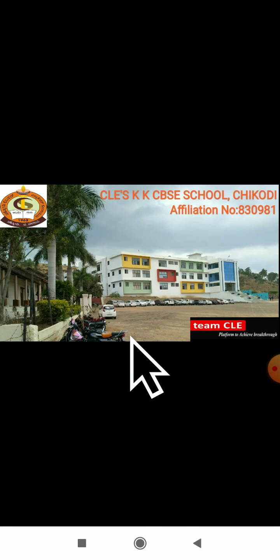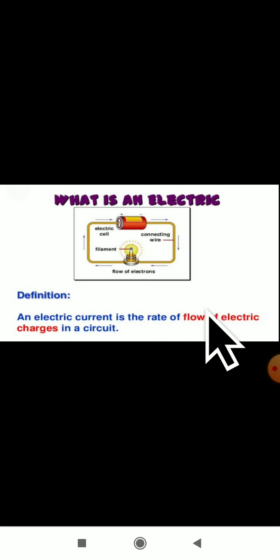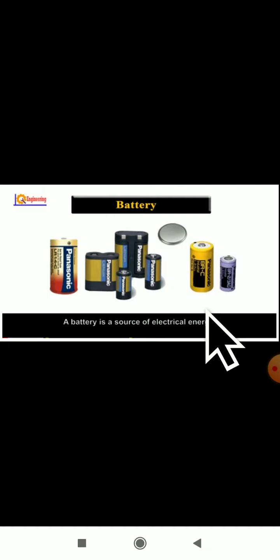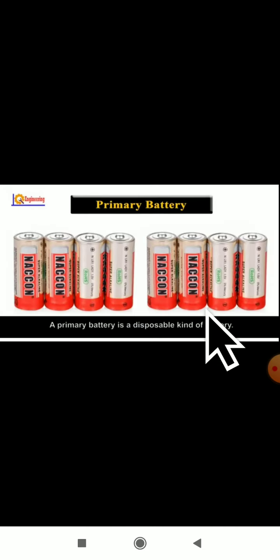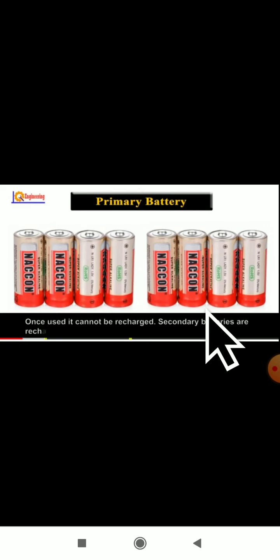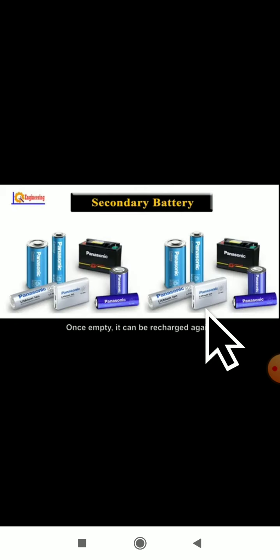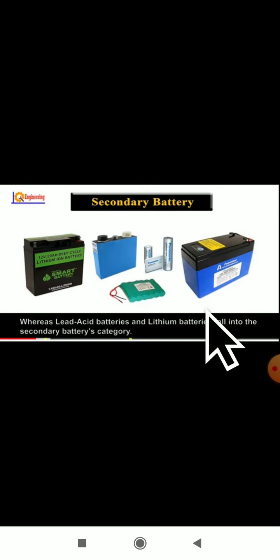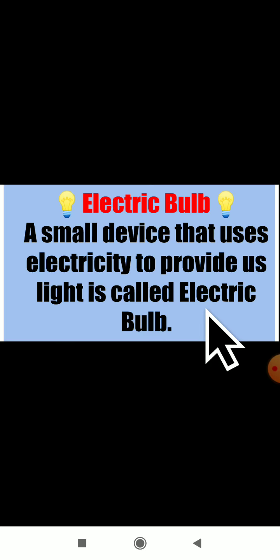Dear students, in the previous video class, we were studying the lesson electricity and circuits. Yes, in the previous class, what are the things we have studied till now? First, we studied the definition of electric current, then how the electric charges flow. Then about the cell, the terminals of the cell, then the battery and the types of battery. There are two types of battery: the first one is a primary battery and the next one is a secondary battery, and their examples also we have studied.